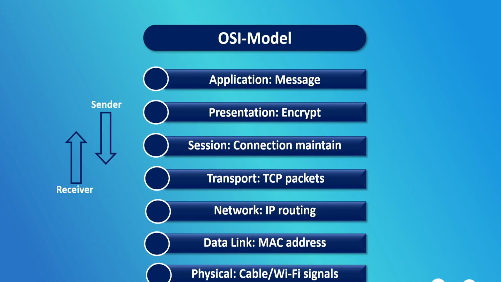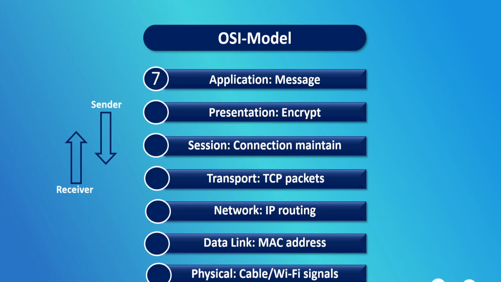So what is the OSI model? OSI stands for Open System Interconnection model. This model has 7 layers, and it tells you how your message is delivered from sender to receiver. Because of that, we are going to learn the OSI model.